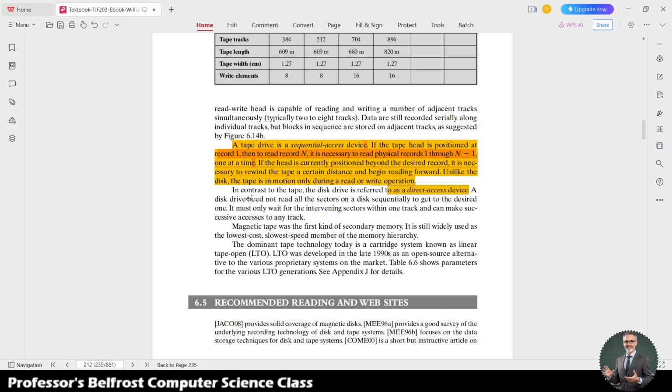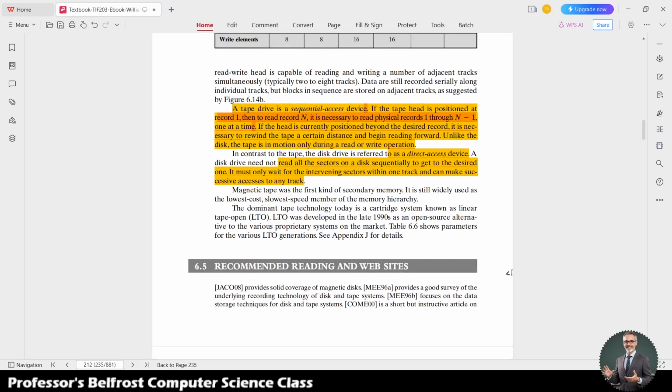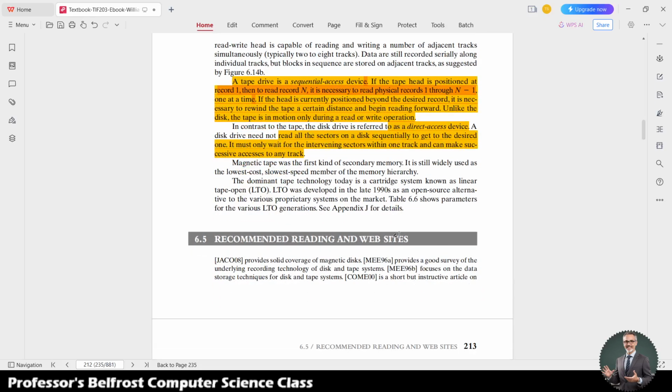In contrast to tape, the disk drive is referred to as a direct access device. It doesn't need to read all the sectors sequentially to get the desired one; it must only wait for the intervening sectors within one track and can make successive access to any track. The dominant tape technology is LTO.